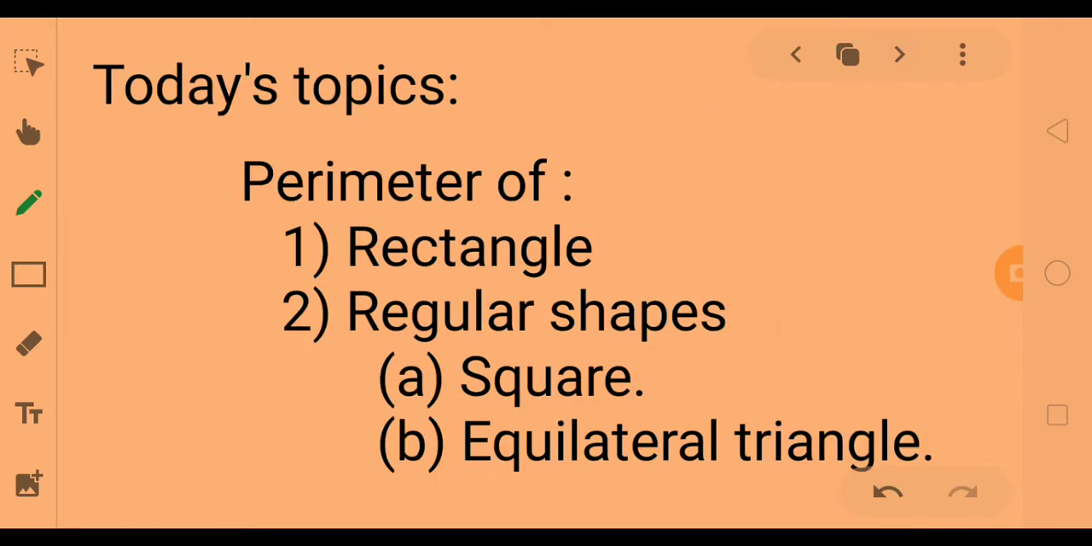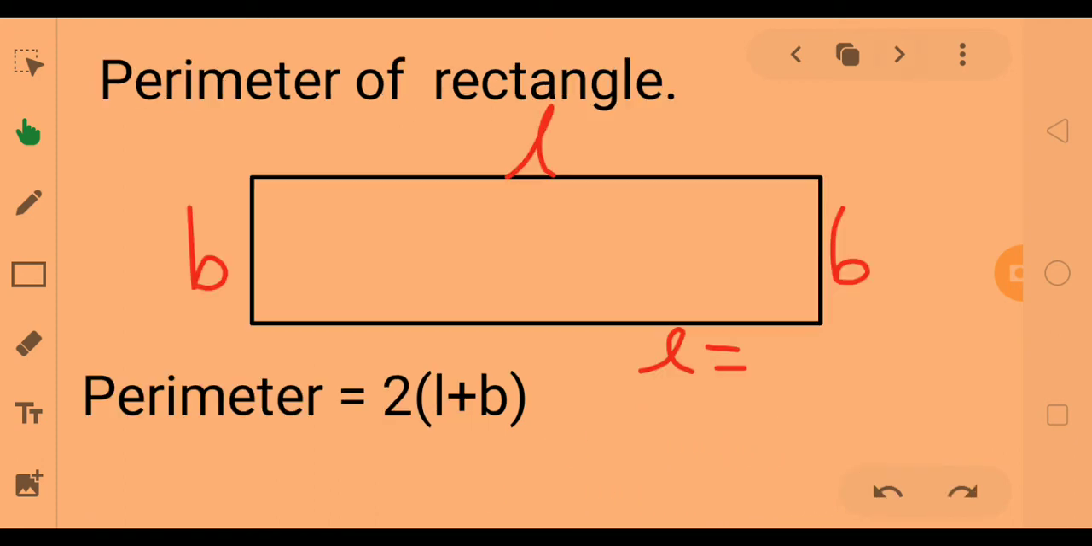In today's session, we shall resume the topic perimeter. We had already started this chapter before the revision. In the earlier class, we discussed finding the perimeter of irregular shapes. Today, particularly, we will discuss the formula for finding the perimeter of a rectangle and regular shapes such as square and equilateral triangle. So let us get into the topic.